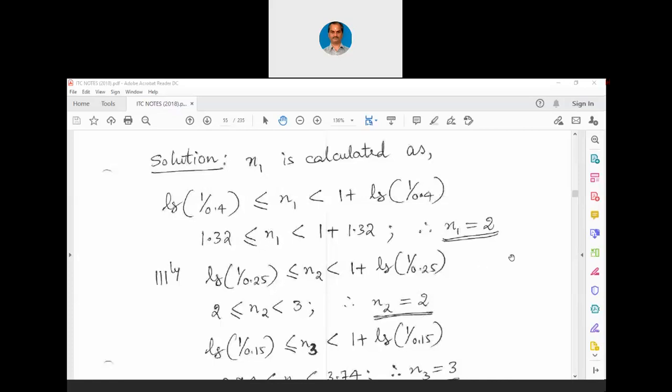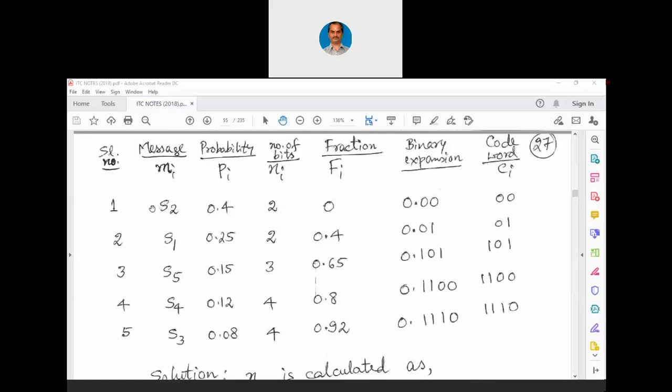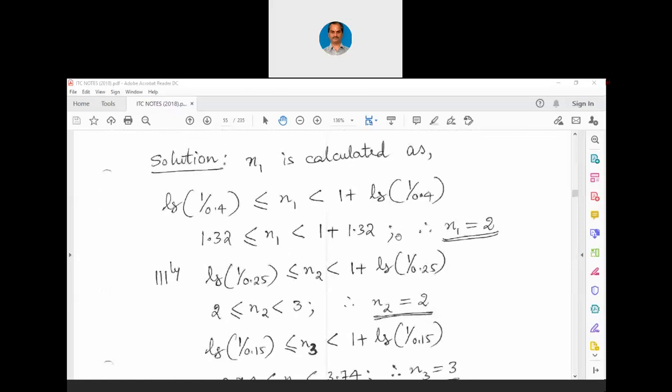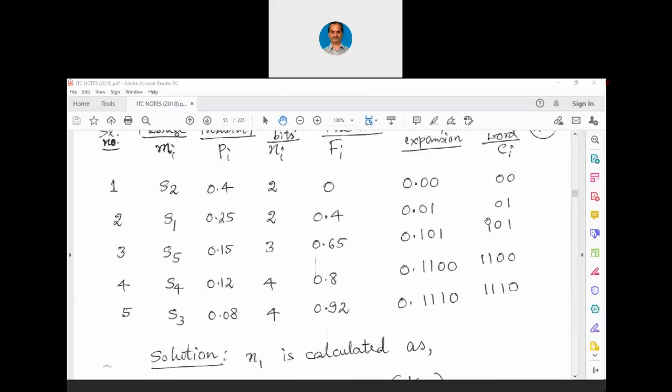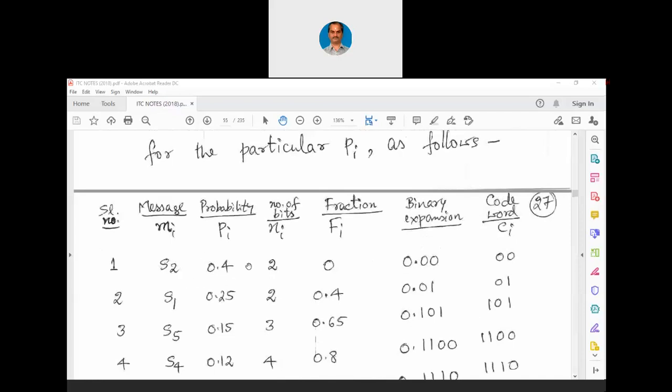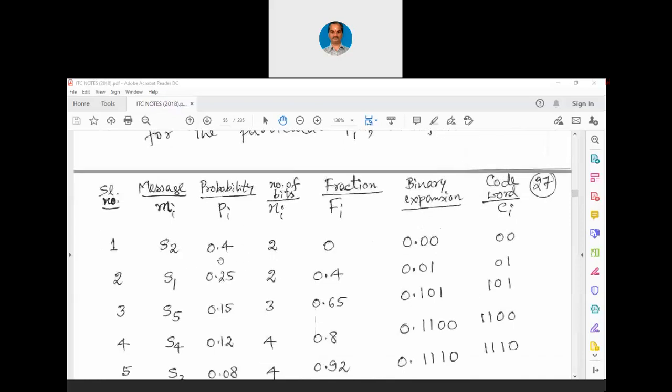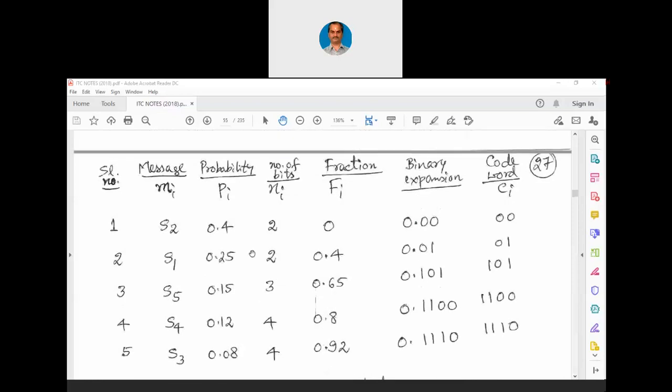Now the number of bits that represent that particular message, S2, will be only 2 bits. Why? Because that is having the highest probability. Whichever is having the highest probability will have a lesser number of bits. Just go through this tabular column once again. 0.4 corresponds to 2, 0.25 corresponds to 2, 0.15 corresponds to 3, 0.12 corresponds to 4, 0.08 corresponds to 4.